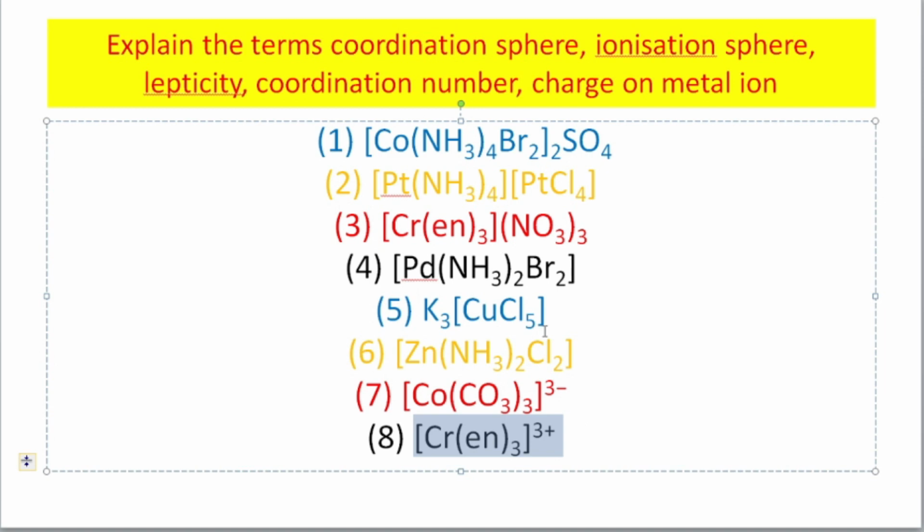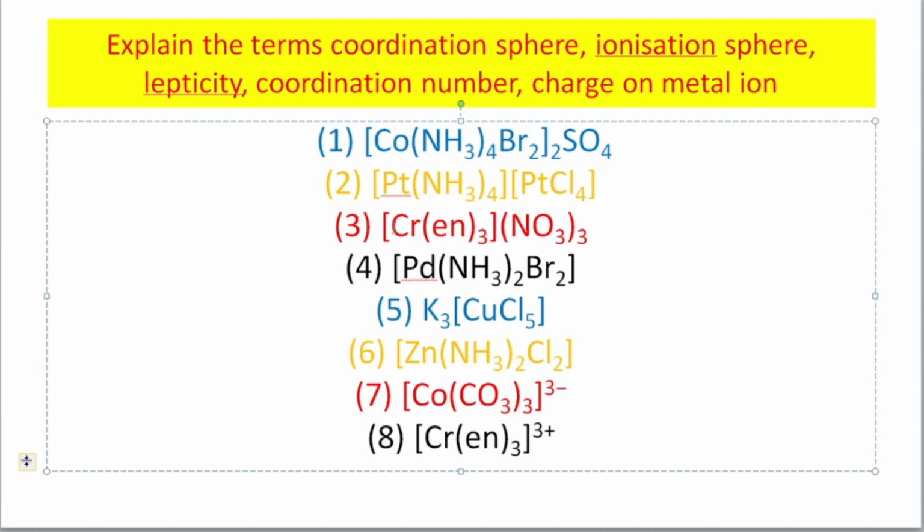Now let us see the next term, lepticity. For the first complex, which ligands are there? Ammonia and bromide. Two different ligands are there. Means what will be its lepticity? Homoleptic complex or heteroleptic? Yes, it is a heteroleptic complex. Now here, two different complex ions are there, one in one square bracket, other in other square bracket. Each complex has only one kind of ligand. In the first, ammonia is a ligand, and in the second, chlorides are the ligands. So two homoleptic complex ions are combined here. It is a special case.